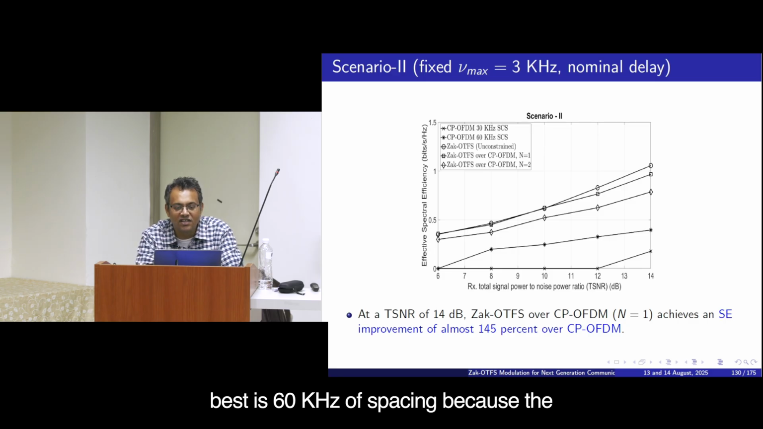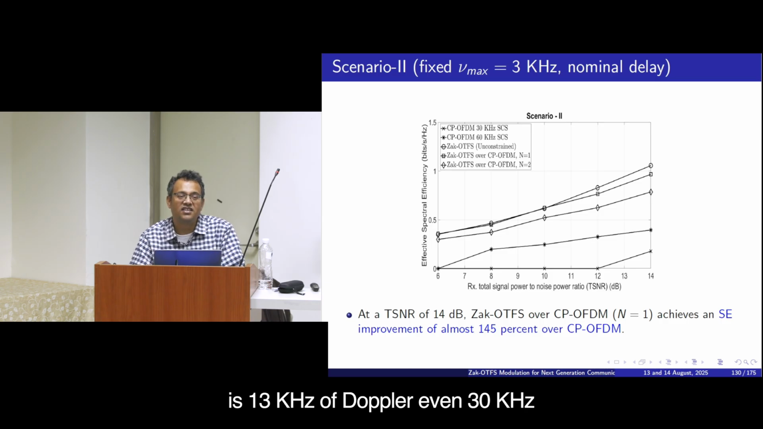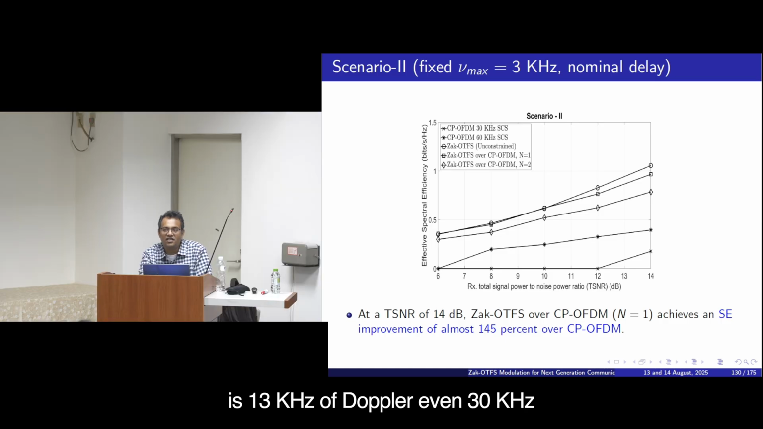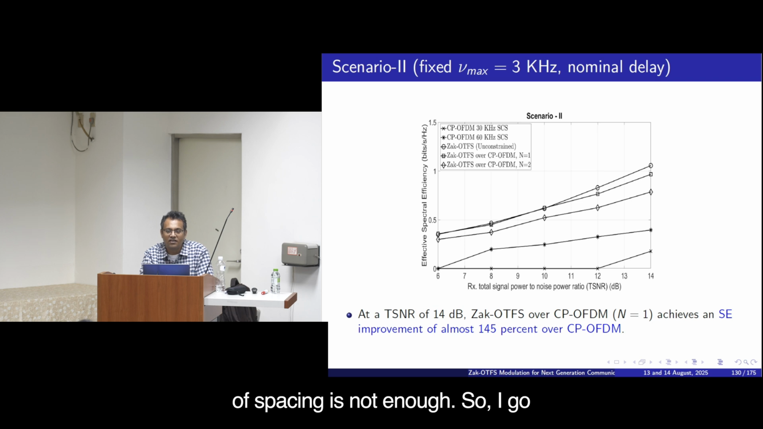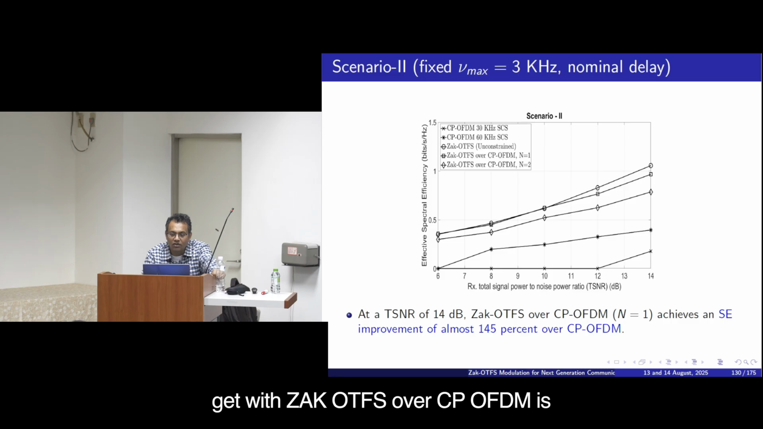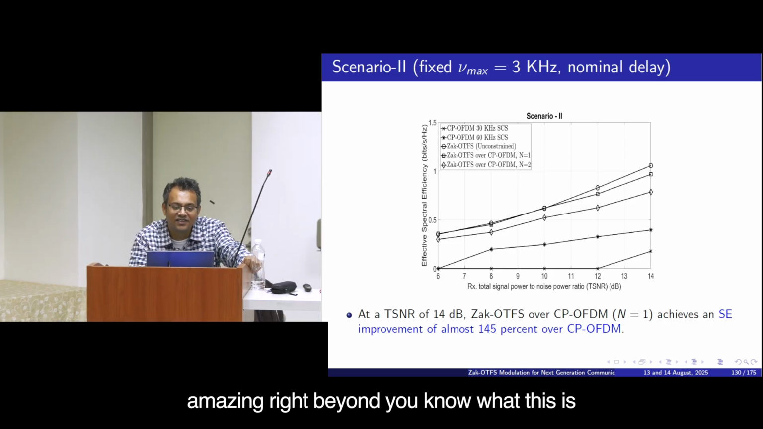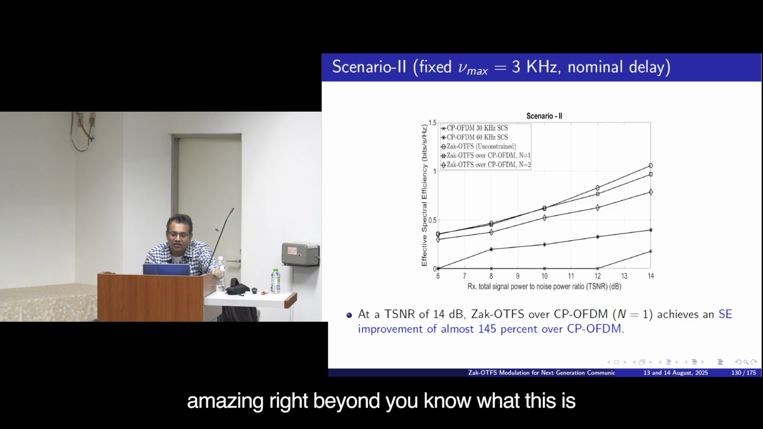So the best is 60 kilohertz of spacing because the Doppler now is very high. The Doppler spread is 13 kilohertz. Even 30 kilohertz of spacing is not enough. So I go to 60 and I get this performance, which is not very good, and much better than that is this performance of ZAK OTFS over CP-OFDM. Now what you get with ZAK OTFS over CP-OFDM is almost 1.5 times more. Isn't that amazing, right? Beyond what this is getting.